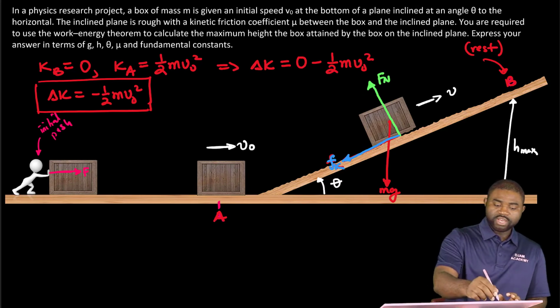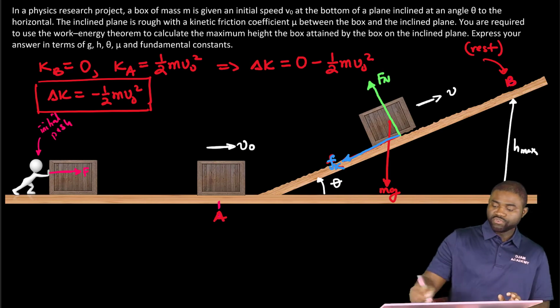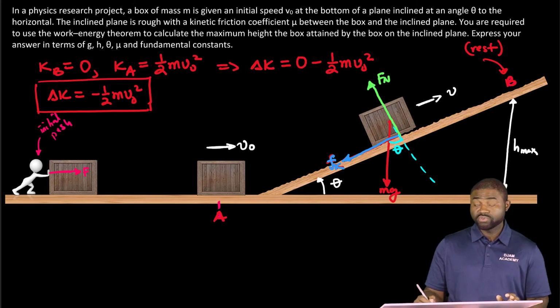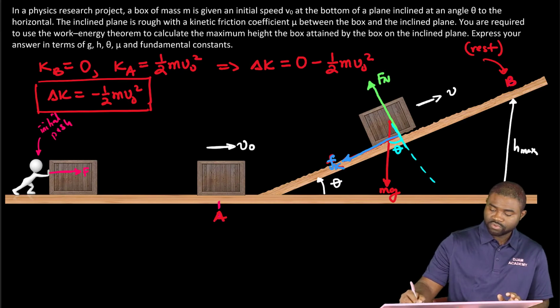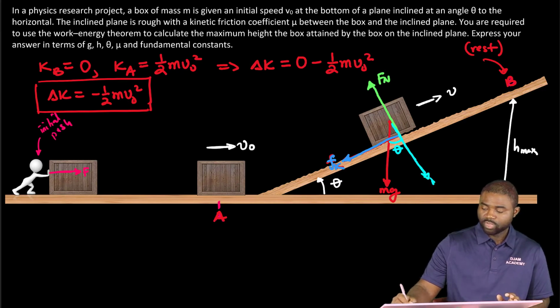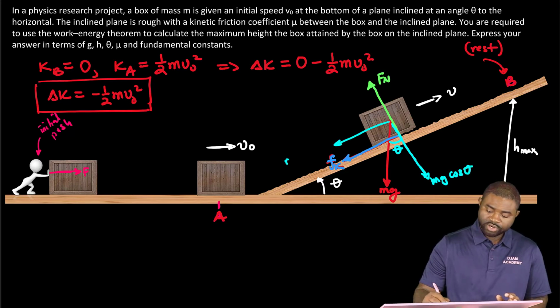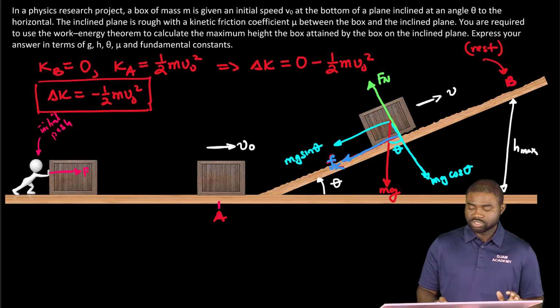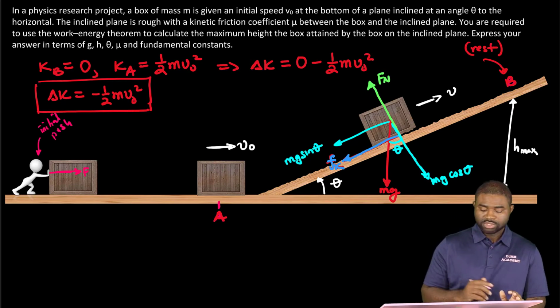So the next thing I would like for you to do is to recognize that this angle is theta. And if that angle is theta, we can resolve the weight of the box into two components. You have here mg cosine theta. You have here mg sine theta. So these are the forces acting on the box.